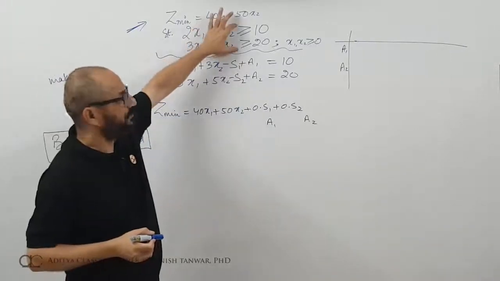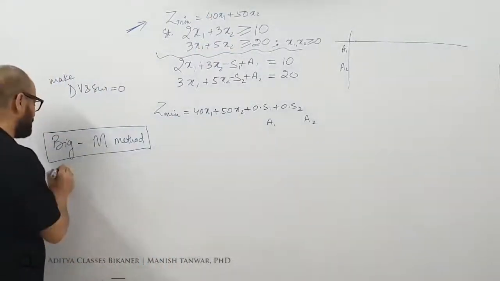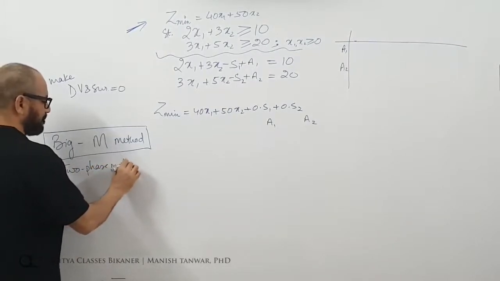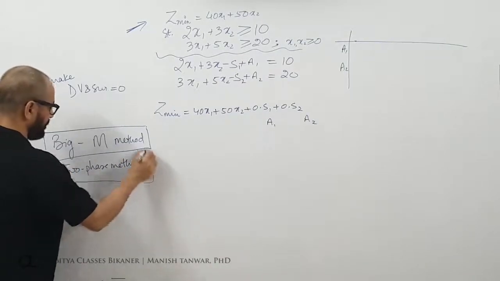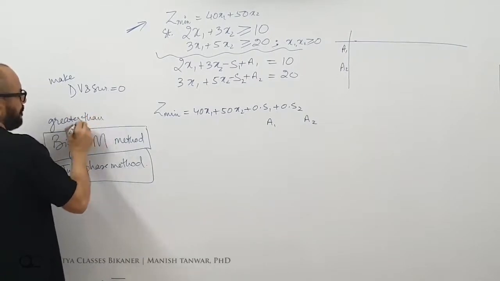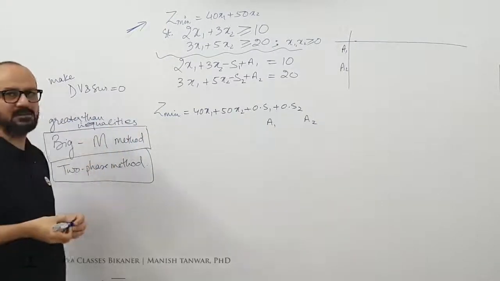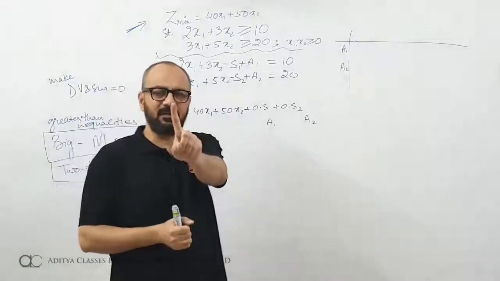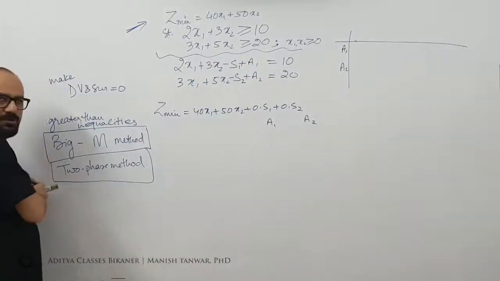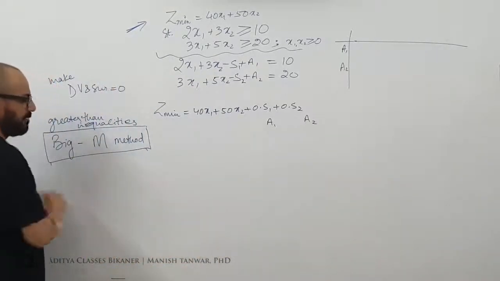So, the method of dealing with greater than inequalities is the big M method. There is another method also, the two-phase method. Whenever you come across greater than inequalities, even a single greater than inequality, you either go to the big M method or you go to the two-phase method. Right now we are talking of the big M method. First we'll talk of the big M method.